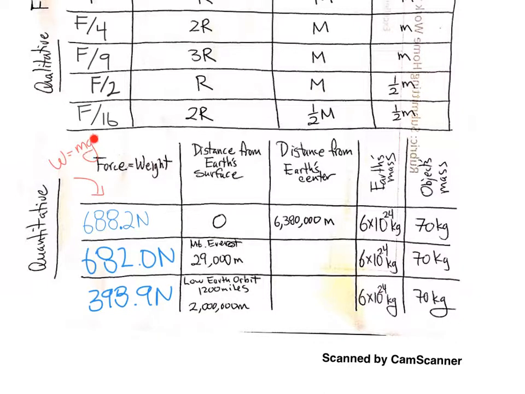So 9.8, the acceleration due to gravity, comes from this number and the 6.67 times 10 to the negative 11. Earth's mass is, this is rounded, like 5.94 times 10 to the 24th or something like that. So if Joey were on Mount Everest, you would add this to get the distance from Earth's center. And if Joey were in low Earth orbit, you would add this to get the distance from the center. See if you can plug those numbers in and actually get these numbers on the calculator.